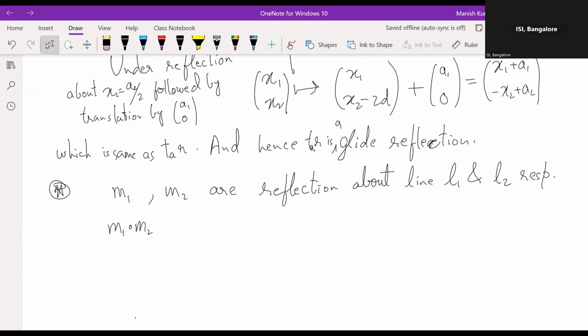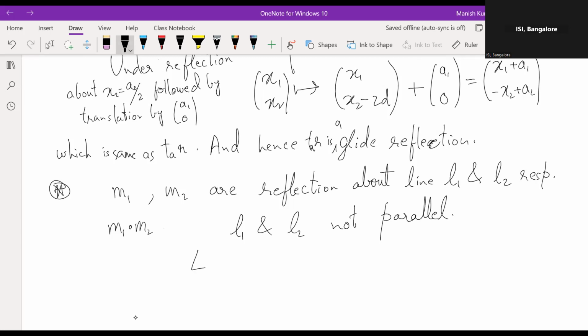So what do you think it will be? Rotation. So it depends upon the lines actually. It will be mostly rotation. Say L1 and L2 are not parallel lines, which is most of the time. Then they intersect at one point.